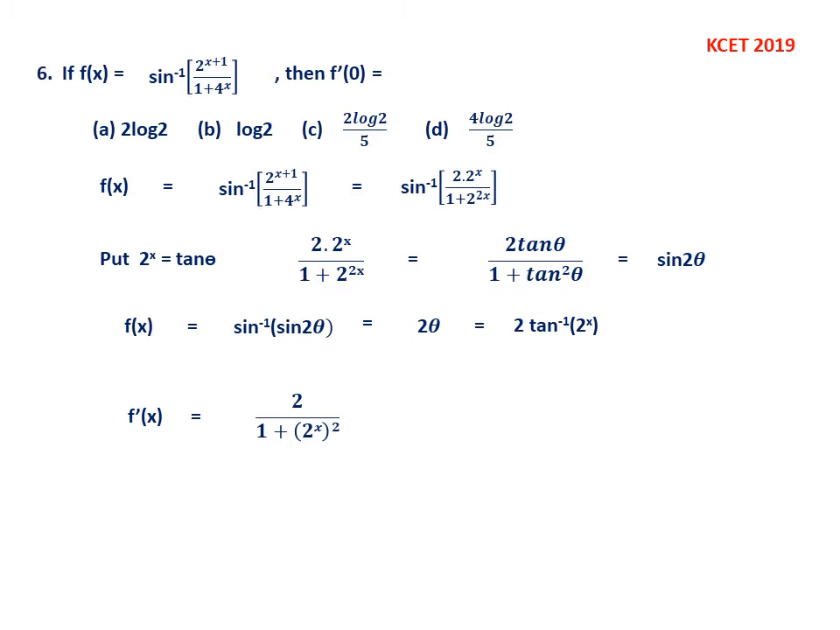That is, the differentiation of tan inverse x is 1 by 1 plus x square. But now we have to differentiate 2 power x also, chain rule. So that is 2 log 2 into 2 power x. So this is f dash x actually. But we are interested in finding f dash 0. Therefore f dash 0 will be equal to 2 by (1 plus 2 power 0) square into log 2 into 2 power 0. Wherever x is, you are substituting x equal to 0. So this will be log 2. So option is B. So B is the option. So this is the sixth question.